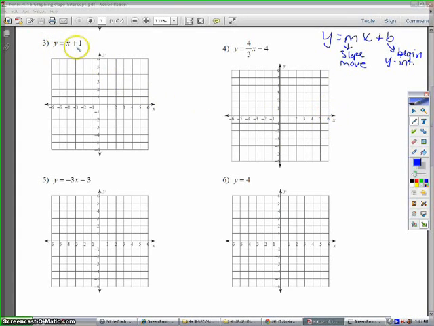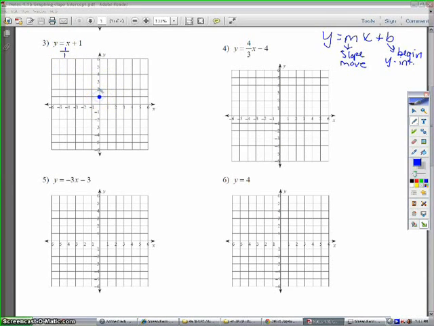Okay, y equals x plus 1. So my y-intercept is 1. I'm going to plot my point on my y-axis at 1. And my slope is x. We don't always see the number out in front, but there is a 1, and I can put 1x in front. And then, of course, my rise over run is going to be 1 over 1.